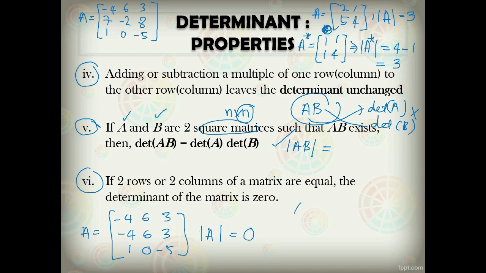Same goes if you have a matrix A with equal columns: minus 4, 7, 1, minus 4, 7, 1, and 5, 2, 0. This is also 0 for the determinant.